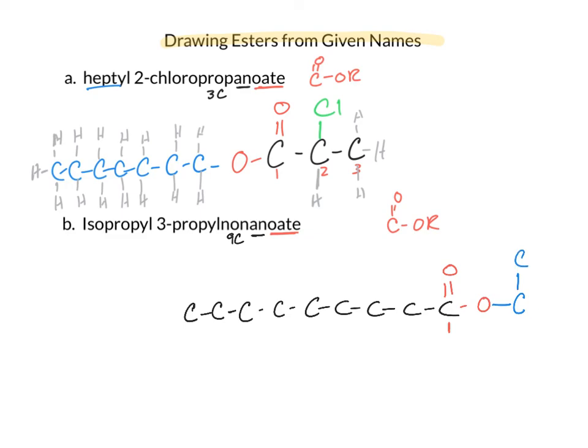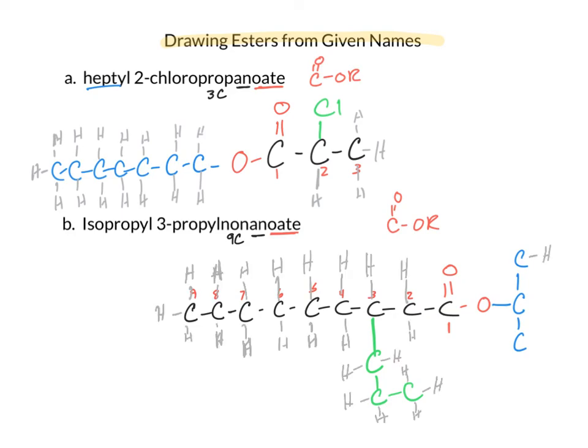And then on carbon number 3, we're going to put a 3 carbon chain, but this one is going to start at the beginning of the 3 carbons. And there we have it. We now have our carbon skeleton, and the last part is to add the rest of the hydrogens in, and we will see that we have our product. This is isopropyl 3-propyl nonanoate.